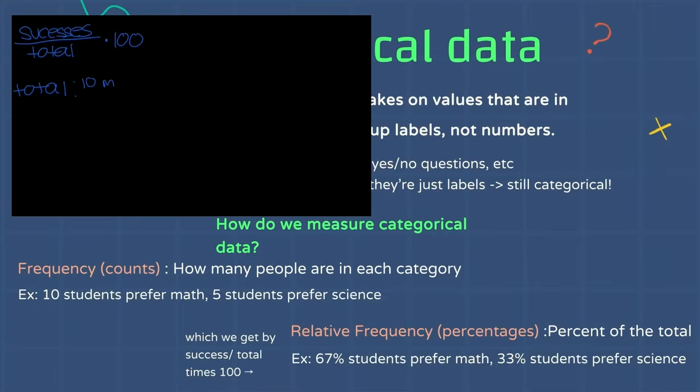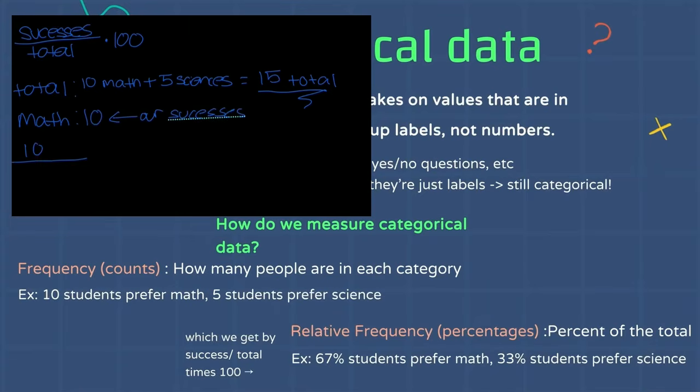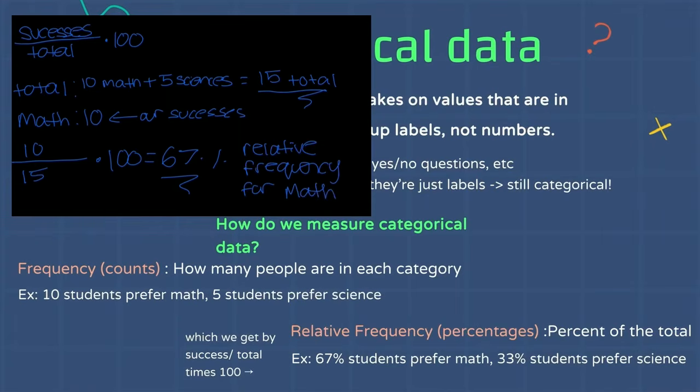And we get these percentages by doing the amount of successes over the total times 100. For example, here the total is 10 plus 5, and the amount of successes is 10 students who prefer math. So we do 10 over 15 times 100, which gives us 67%. Which is why we got the relative frequency for students that prefer math as 67%.